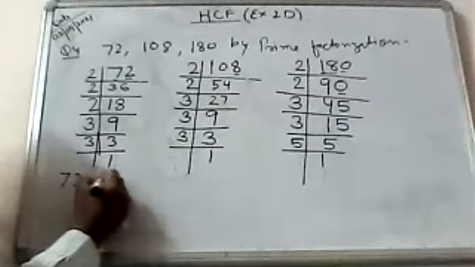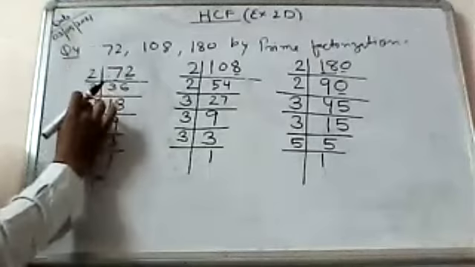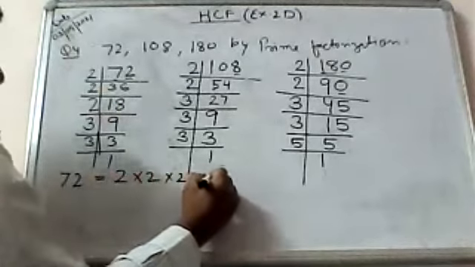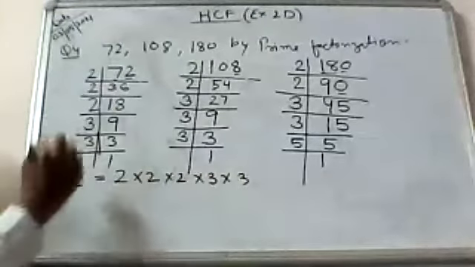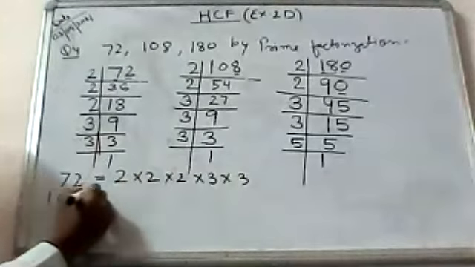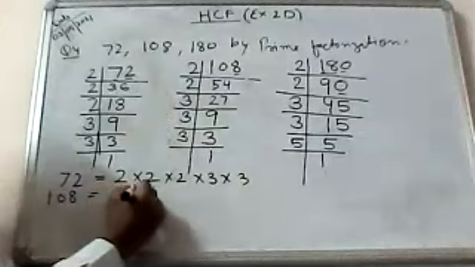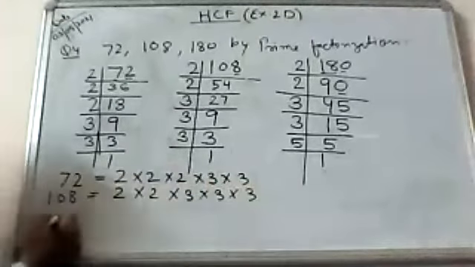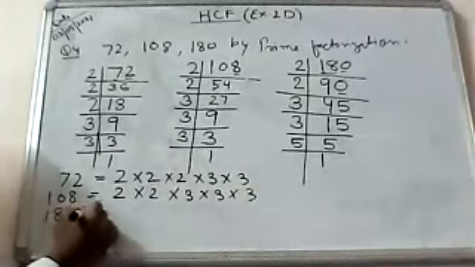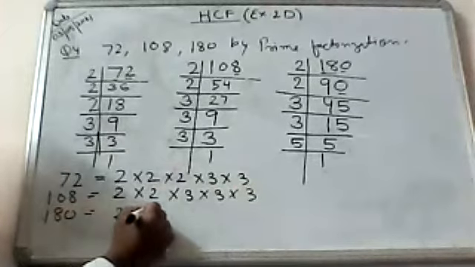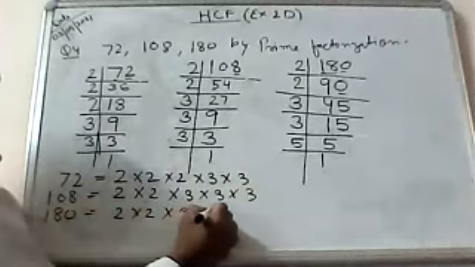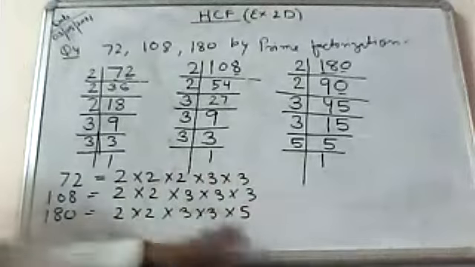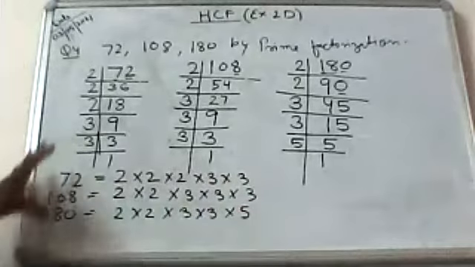What are the prime factors of 72, beta? 2 into 2 into 2 into 3 into 3, like that. What are the prime factors of 108, beta? 2 into 2 into 3 into 3 into 3. What are the prime factors of 180, beta? 2 into 2 into 3 into 3 into 5. Okay, so we have to write all the prime factors this way.